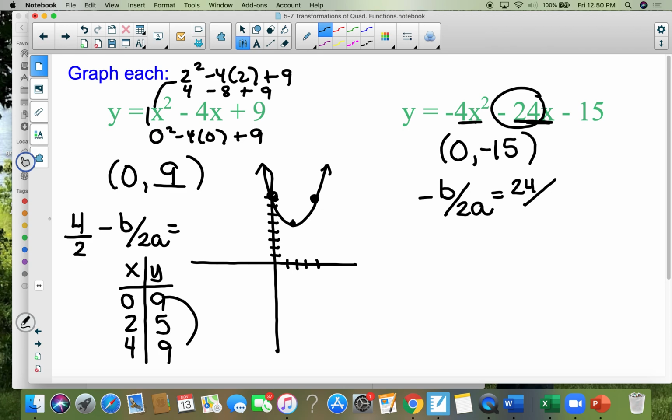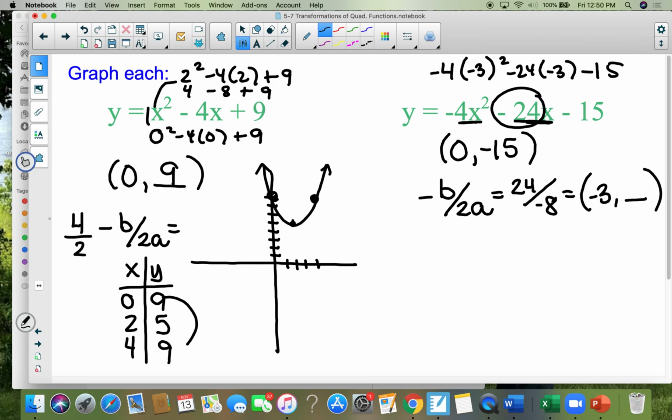A is a negative 4, which makes this a negative 8, which makes this a negative 3 for your x value. But then you also have to find the y value, so you have to put a negative 4, then you have to put the negative 3 in parentheses and square it, then a negative 24 times a negative 3 minus 15. And all I would do if I were you is put that all into your calculator using negative signs and using parentheses. Put that all in there, exactly.